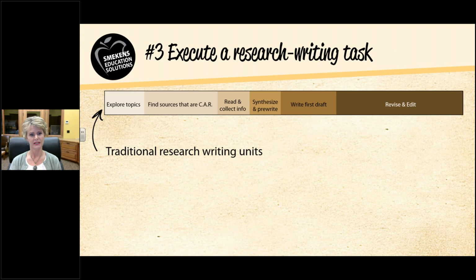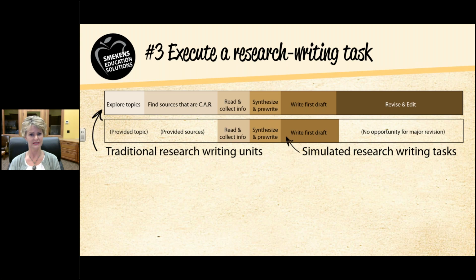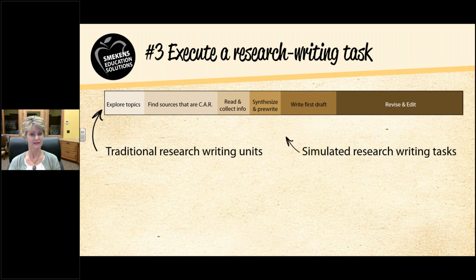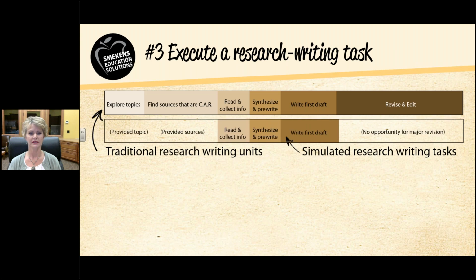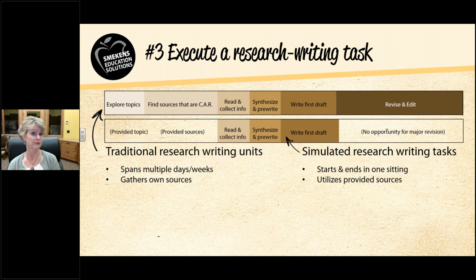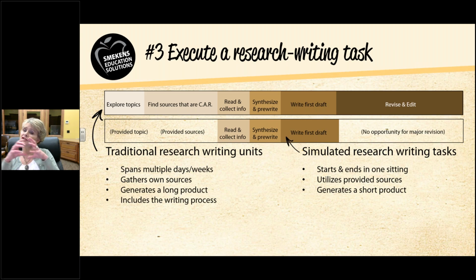A quick review: research writing units versus simulated research writing tasks. Let me say that again. Units versus tasks. Quick one-sitting prompts. When we compare these two, units take days and weeks. That big traditional something, it's long because the research writing task is started and finished in one sitting. You are finding your own sources versus being provided the sources. It's going to be a long product versus a shorter product. You usually take the traditional writing of a research paper through the whole writing process, which again is why we lose a lot of time. Revision, editing, conferring.